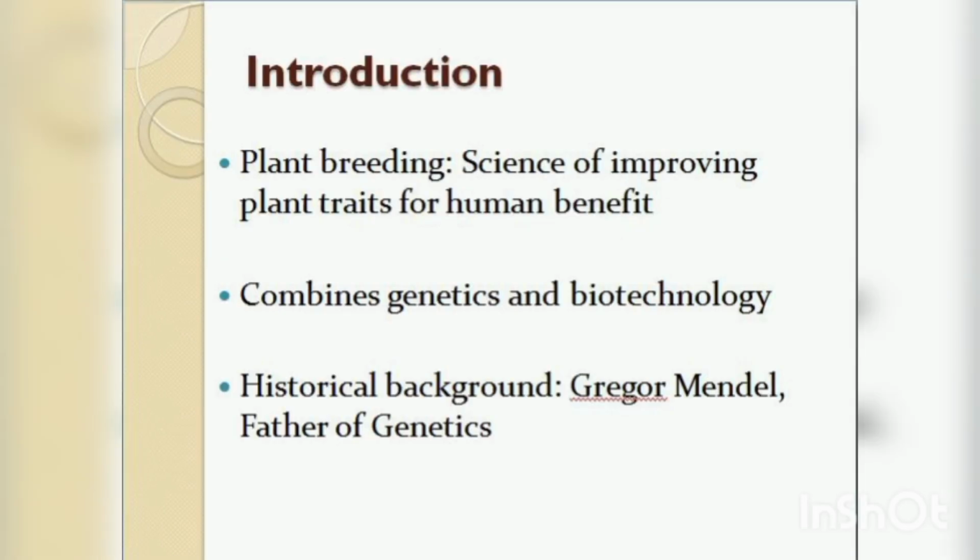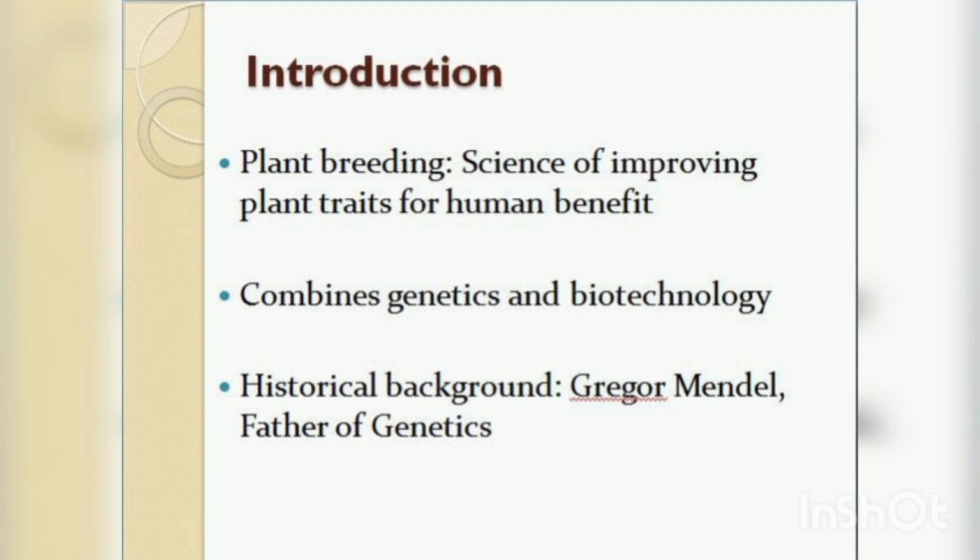Plant breeding is a fascinating and essential field in agriculture, helping us develop better crops for food security, nutrition, and climate resilience. It combines principles of genetics and biotechnology to improve plant traits like yield, disease resistance, and quality.